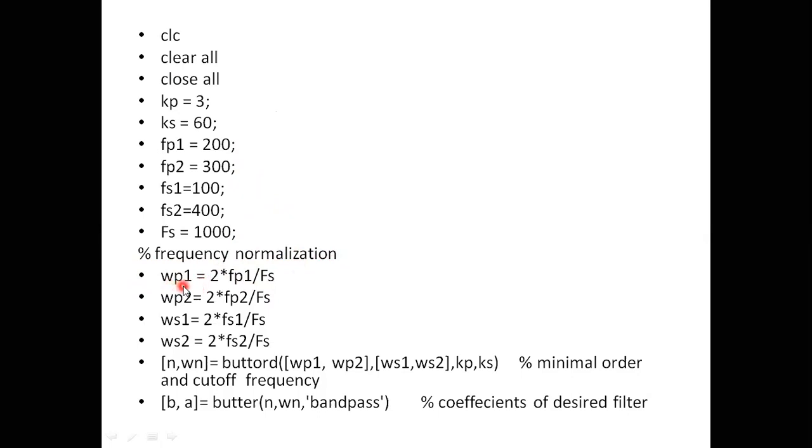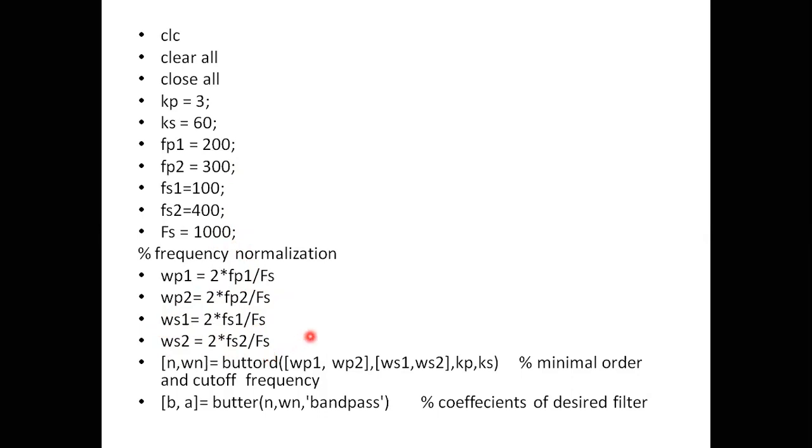Let's say omega p1 is your normalized passband 1 frequency. So this will be your fp1 divided by fs by 2. Fs is your sampling frequency. You are normalizing this frequency with respect to your sampling frequency. So fp1 divided by half of sampling frequency. Similarly, omega p2 will be your fp2 divided by half of sampling frequency. Omega s1 will be your fs1 divided by half of sampling frequency. Omega s2 equal to fs2 divided by half of sampling frequency. So up to this step, we have normalized our frequencies.